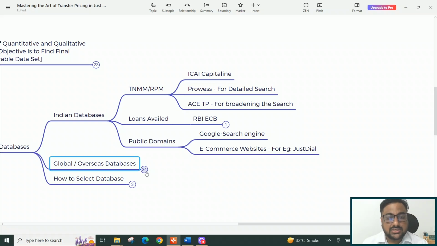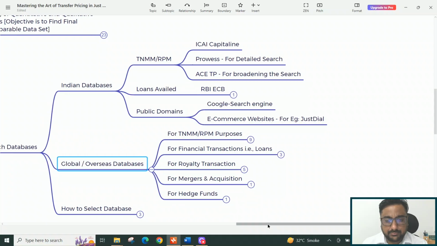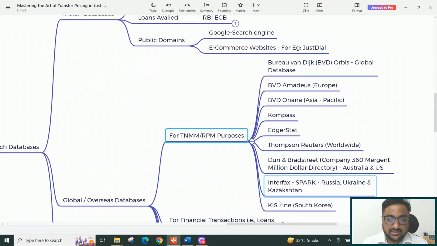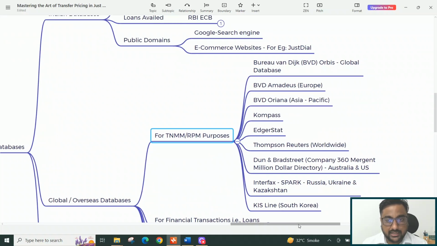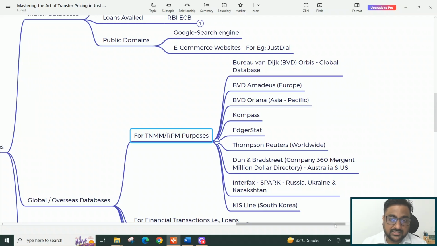Now, as you can see here, for TNMM and RPM purposes, there are certain databases which are very well known, like Bureau van Dijk, that is what we call the BvD Orbis database. That's very old, and it has the maximum number of countries and the maximum number of companies across the entire globe. Now there are also other databases from BvD itself, that is BvD Amadeus, that is for the Europe region.